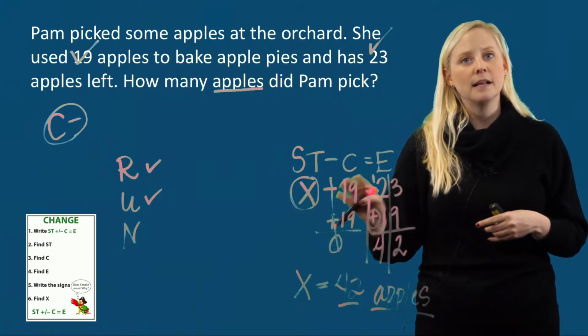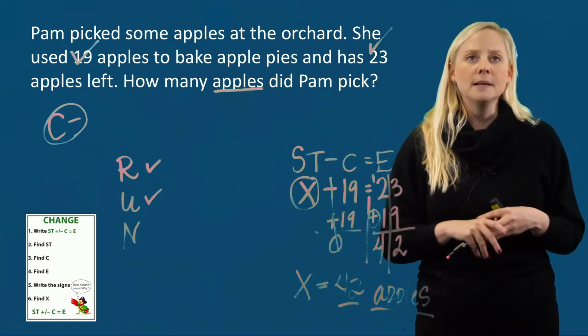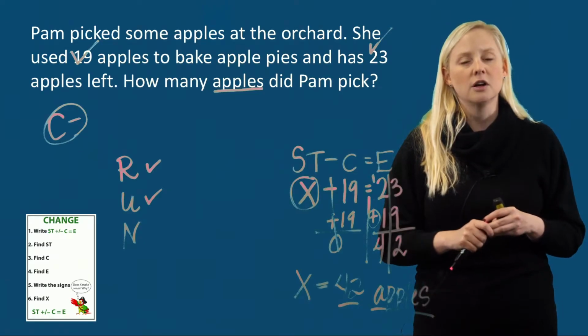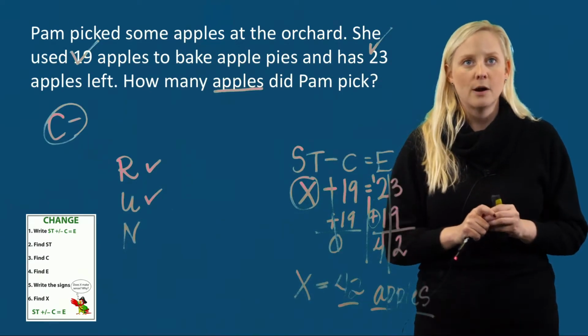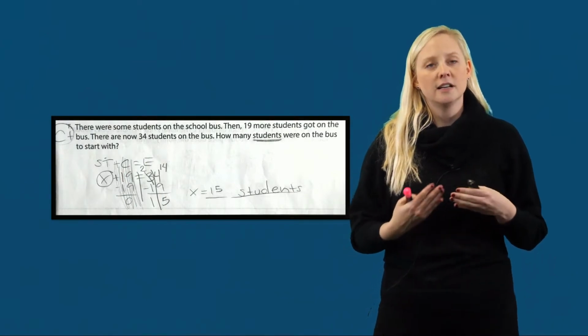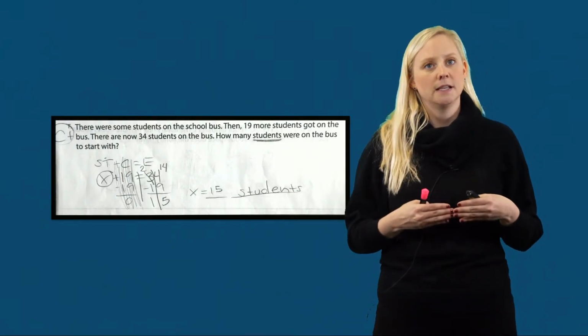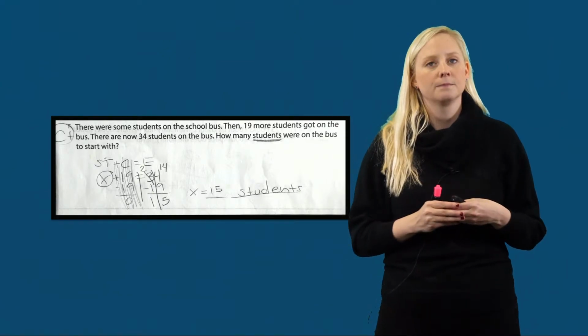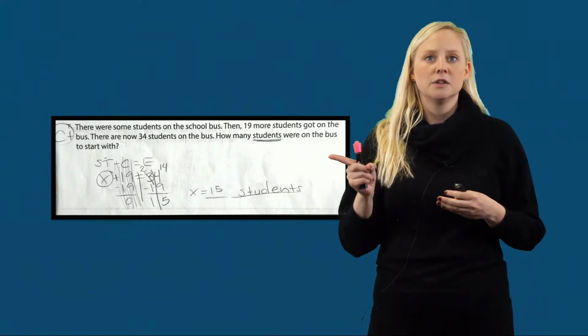Now I'm going to take a minute to erase our work, and then I'm going to show you an example of a student solving a change problem where the start amount was missing. Now that we've taken a look and demonstrated a change problem where the start is missing, let's take a look at student work. Here we see the student read the problem.